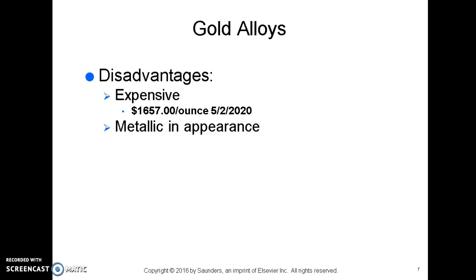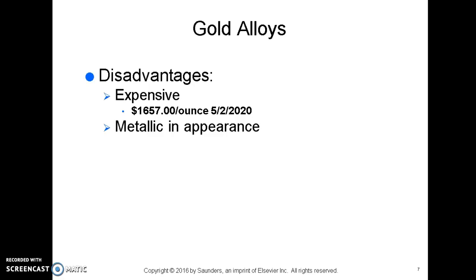When I created this lecture, 5/2 of 2020, the cost of an ounce of gold is $1,657. So that's pretty pricey for gold. And the other disadvantage is that it is metallic in appearance.